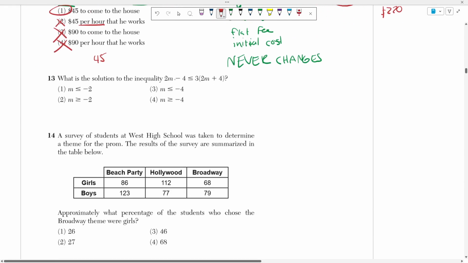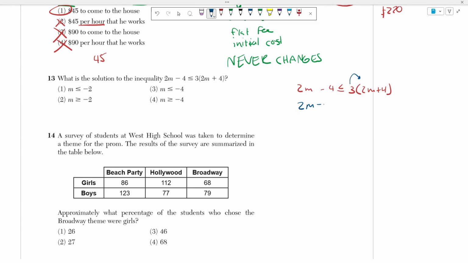Number 13 asks us to solve for m, or what the solution to 2m minus 4 is less than or equal to 3 times 2m plus 4 is equal to. So again, over here, it's the same deal. We're going to have to combine like terms. One of them is stuck in a parenthesis, so we're going to have to distribute whatever's on the outside. So 2m minus 4 is less than or equal to 3 times 2m, which is 6m, and 3 times 4, which is positive 12.